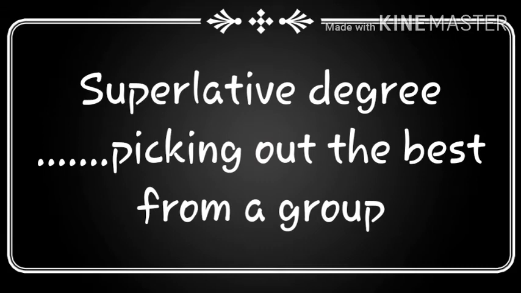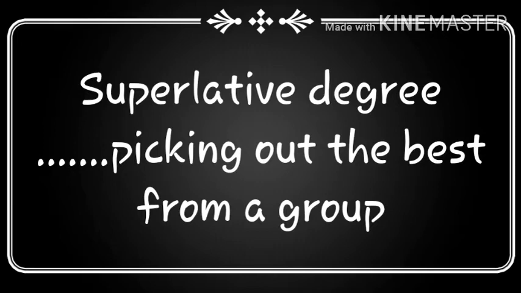Now, next is the superlative degree. In superlative degree, more than two or a whole group will be there and there is no comparison. We are picking out the best from the group. Only one will be picked out as the best. That is superlative. One person or item is highlighted.